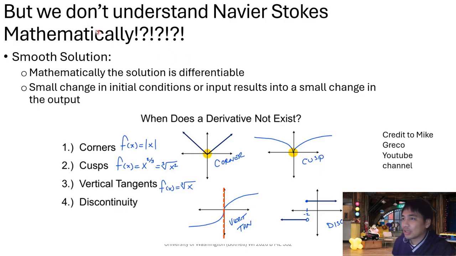So here, we don't understand the Navier-Stokes equation mathematically. Smooth solution, I already described that. Here is when you take a derivative of these functions. If you have a corner or a cusp, or these kinds of examples, these derivatives actually do not exist, because you can technically only take a derivative of a smooth function. So that's the idea behind it.